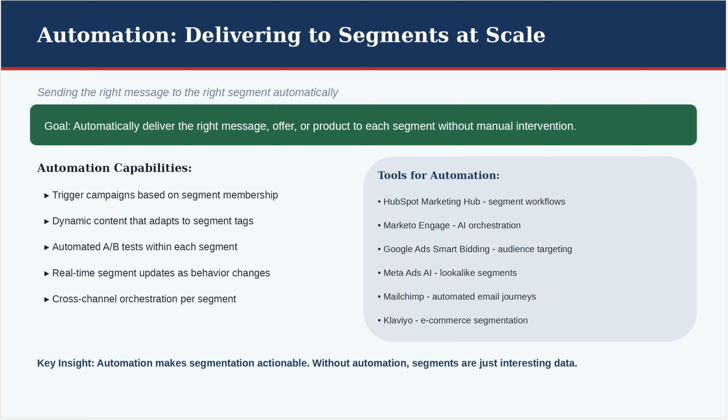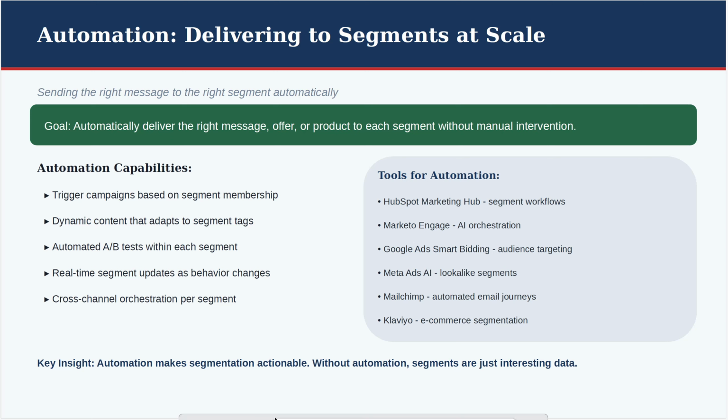The fourth one is automation. So the goal is: segmentation without automation is just an academic exercise. If you segment once and you don't automate that process, it's just like you are segmenting manually, because things change very drastically. So the capabilities are: how do you trigger campaigns based on segment membership? Dynamic content that adapts to segment tags, automated A/B testing within each segment, real-time segment updates as behavior changes, and cross-channel orchestration per segment.